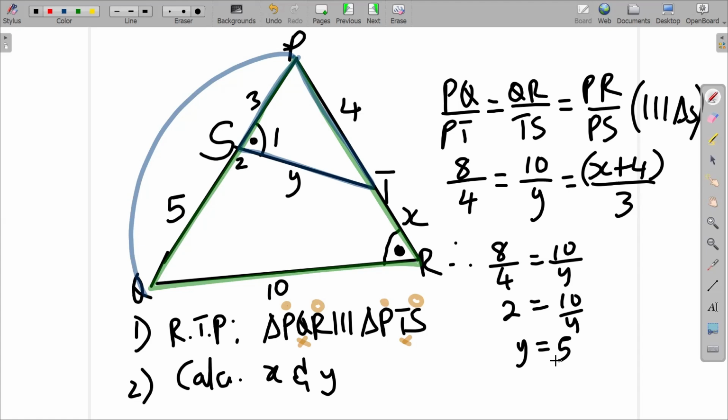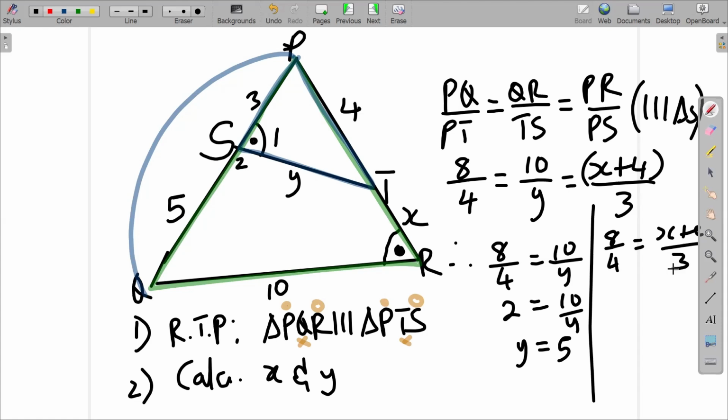Same way, we're going to work out the X value here. Again, 8 over 4 is equal to X plus 4 over 3. 2 is equal to X plus 4 over 3. You have learned how to solve equations with fractions, hopefully. So we multiply by 3 because 3 is the LCD, and this is 6 equals X plus 4. The only way this can be true is if X is equal to 2. Happy? Fantastic.